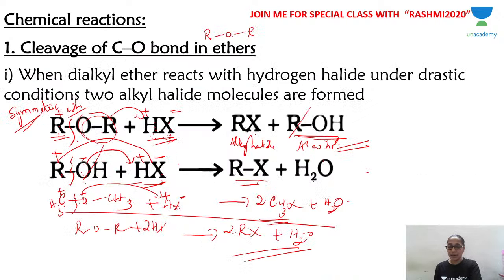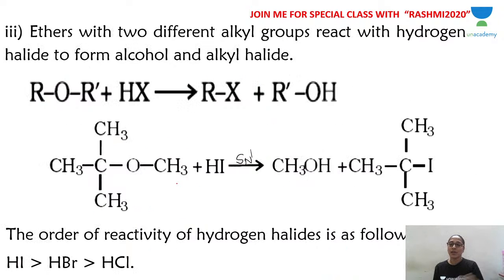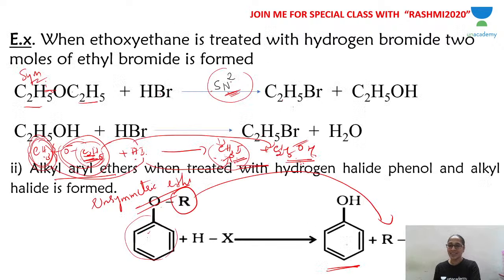If it is an unsymmetric ether, what will happen? In the case of unsymmetric ether, there is only one reaction, only the first step. You get alkyl halide and alcohol. And which R group forms alkyl halide? Between the two alkyl groups, the smaller alkyl group forms alkyl halide. So the bulkier one will form alkoxide ion, so that will form alcohol. I hope you understood. Okay?